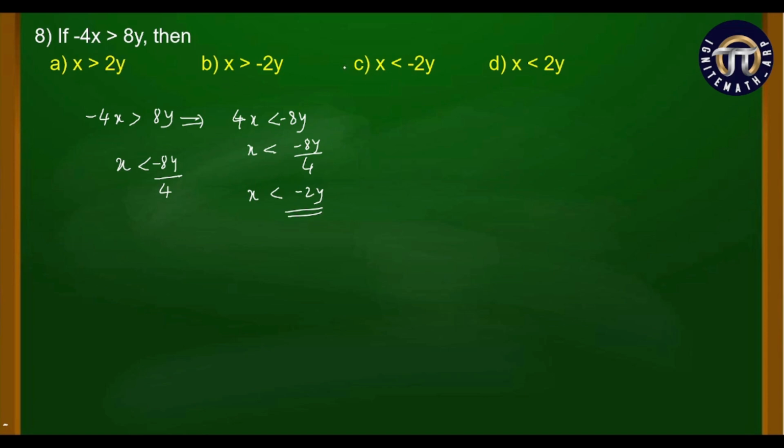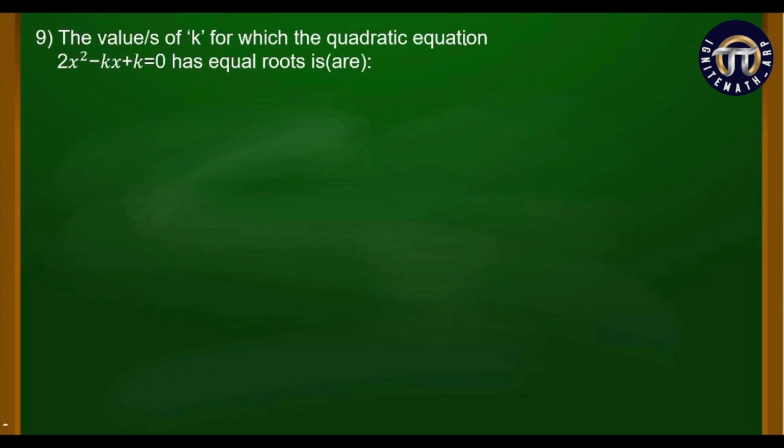So which is the right option, children? x is smaller than minus 2y. Option C is the right one. Need to be very careful, children, especially when you are multiplying both sides of the inequation with a negative sign. The sign of the inequality should reverse, right? So let's move to the next question now.